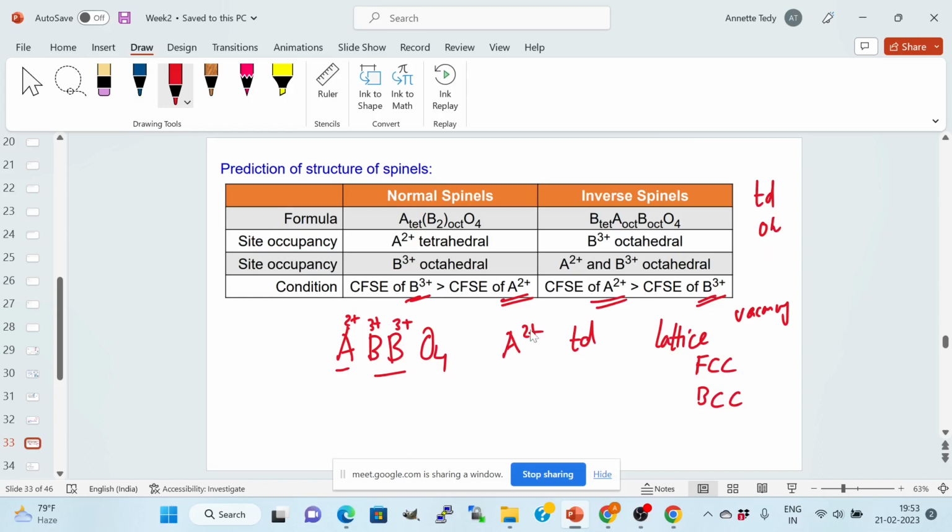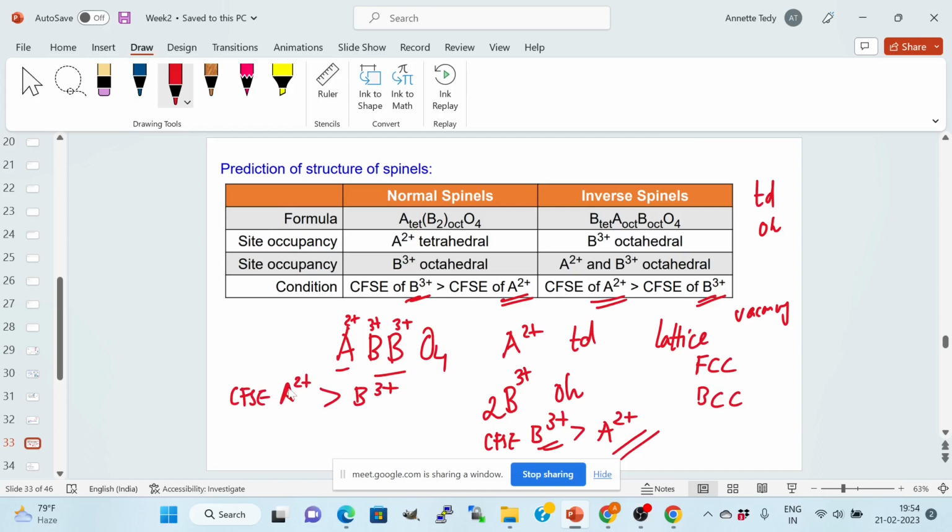So in normal spinel, this A2+ will be in tetrahedral and both B3+ will be occupying the octahedral vacancy. This is when the B3+'s CFSE is much higher than A2+. Whenever the CFSE is high, that metal will occupy the octahedral. B3+ has a higher CFSE, so it will occupy the octahedral site. Now the inverse spinel, this is the same formula, but in the inverse spinel case, the CFSE of A2+ is higher than B3+. So as I said, whenever the CFSE is high, that will occupy the octahedral site.